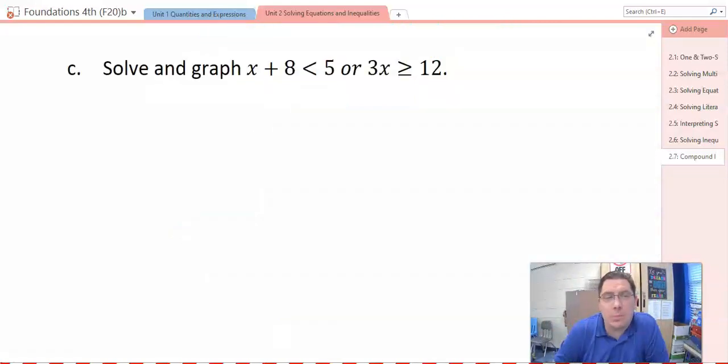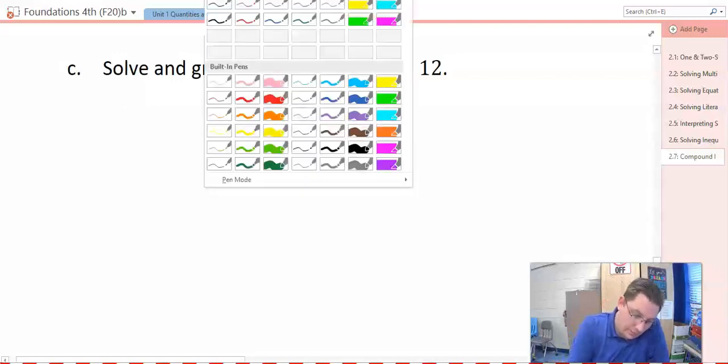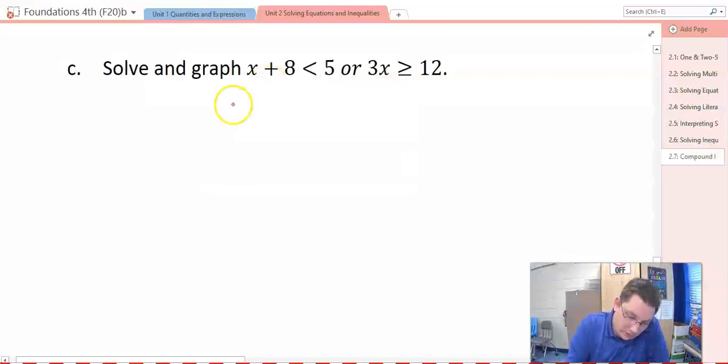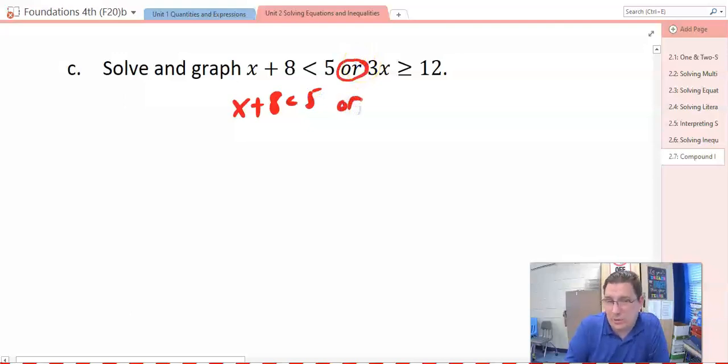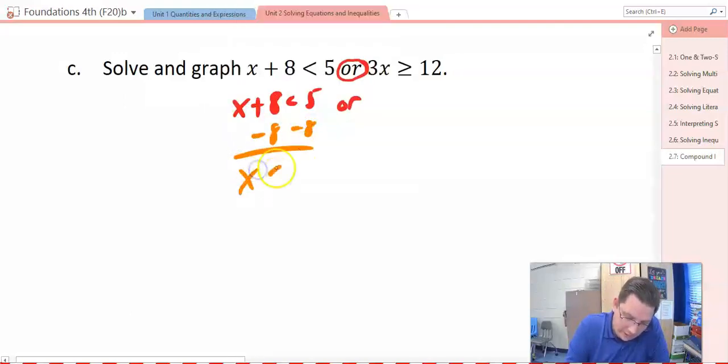So on the final problem here, we're going to solve and graph x plus 8 is less than 5, or 3x is greater than or equal to 12. And so we're going to do each piece, right? But be cautious, we have the word "or" here in between this time, right? So we're going to solve the first piece. x plus 8 is less than 5. What are we going to do? We're going to subtract 8 from both sides and get that x is less than negative 3, right?